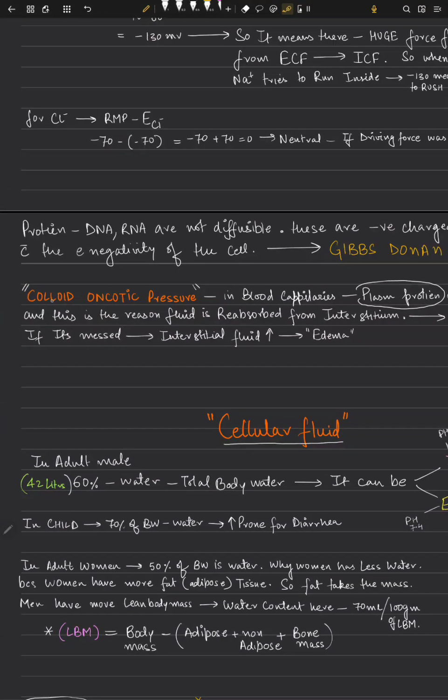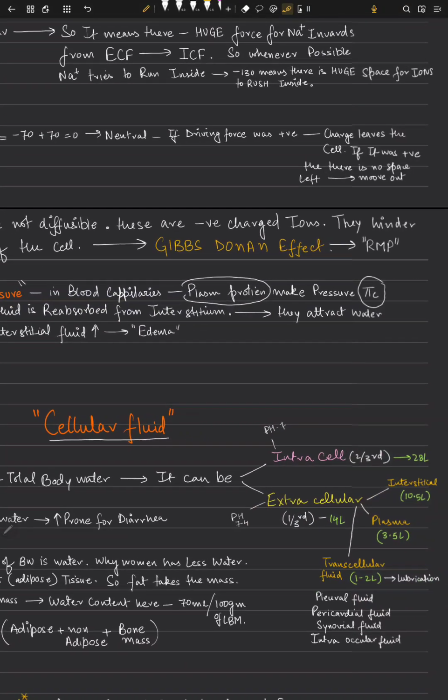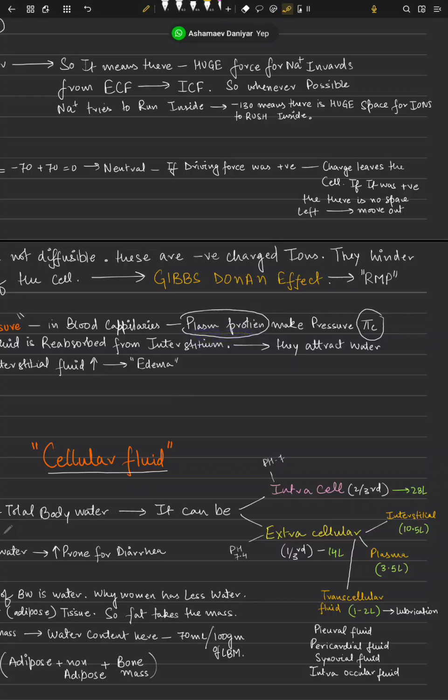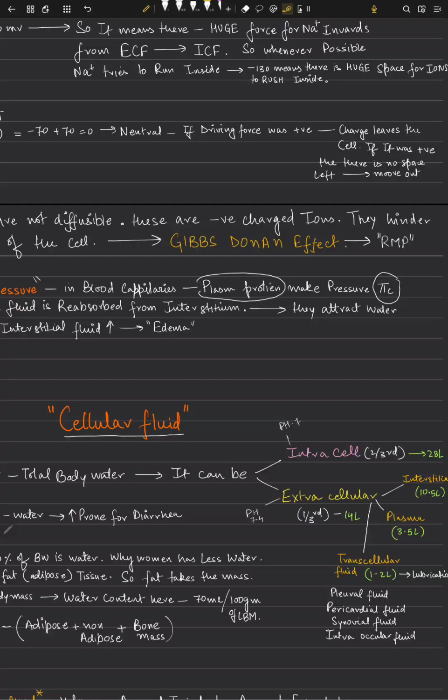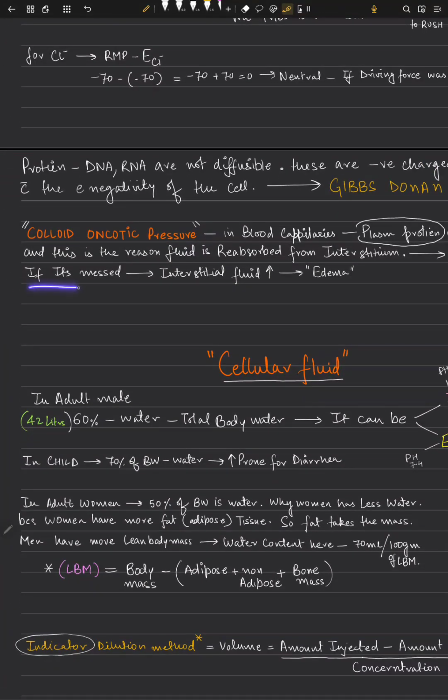What about colloid oncotic pressure? I'm talking about blood capillaries. I'm talking about plasma proteins like albumin and globulin. These make pressure, like the concentration gradient, and the pressure is pi C. This is the reason fluid is reabsorbed from the interstitium. This is actually one of the mechanisms of how you don't develop edema. They attract water inside. And if it's messed up, you get interstitial fluid, and then it leads to edema.